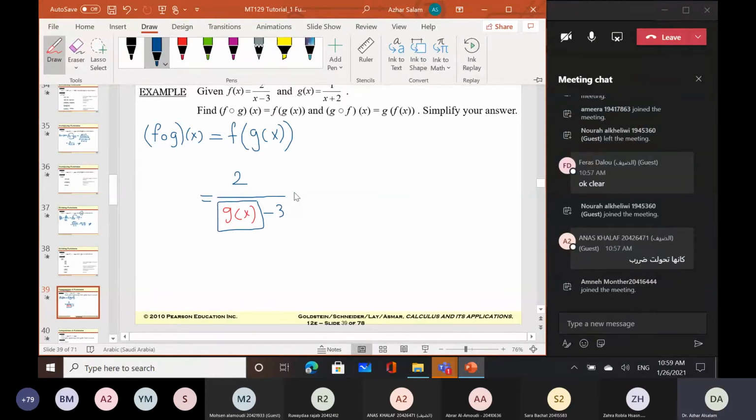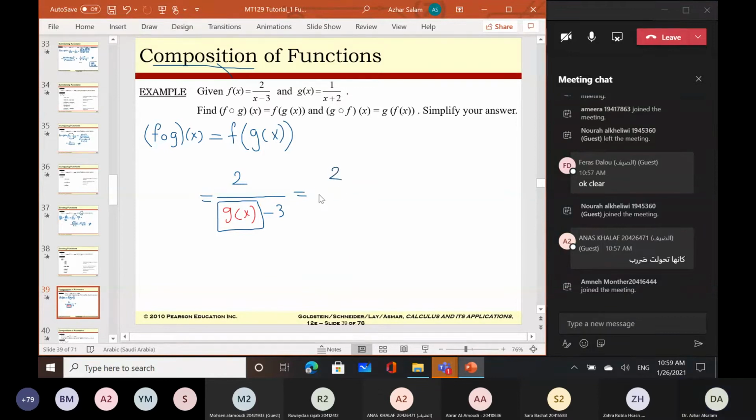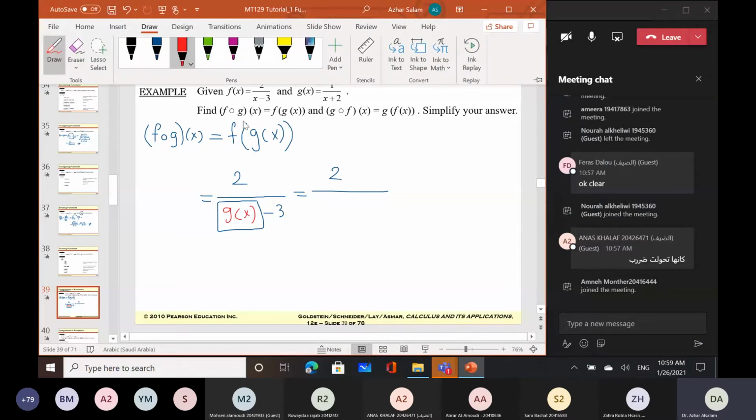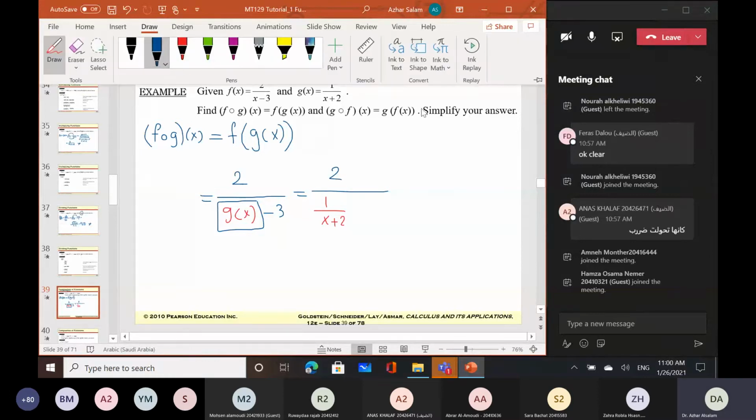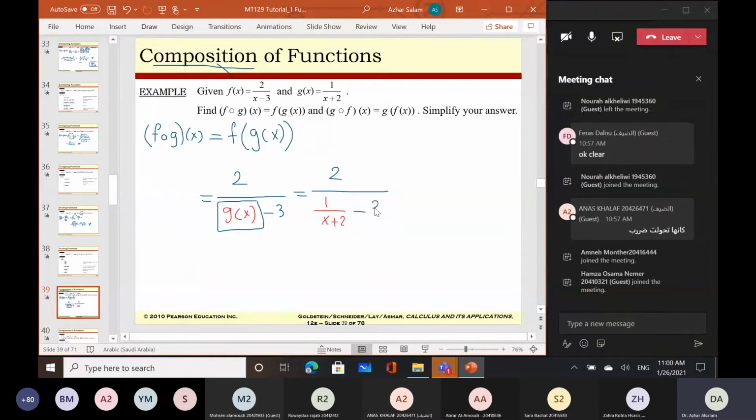Now, to complete, 2 divided by, I write the definition of the function G. الفانكشن G هنا معطاه عندي ب 1 over x plus 2 بهذا الشكل. Like that. Then minus 3. هذه هي الدالة G. عوضت في الدالة F بالدالة G بهذا الشكل.